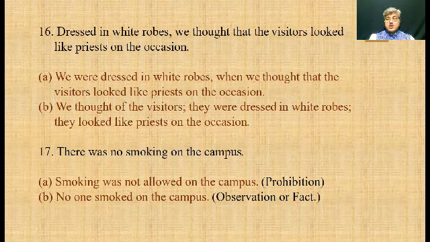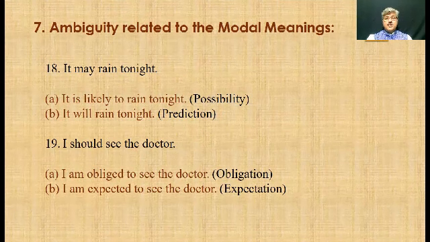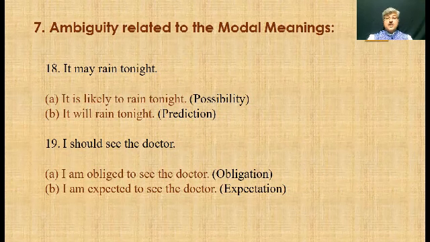Ambiguity related to the modal meanings. It may rain tonight. Here, there is an ambiguity because of the modal meanings. May rain: it is likely to rain tonight. Possibility. There is a possibility that it may rain tonight. And the second meaning, it will rain tonight. Prediction. There will be rain. It is sure that it will rain tonight.